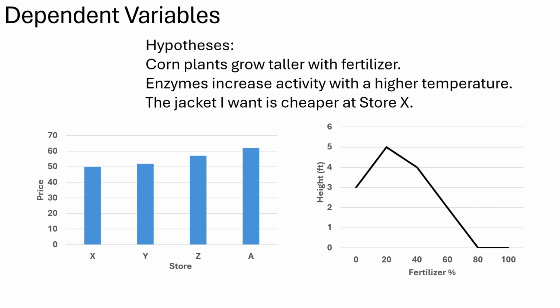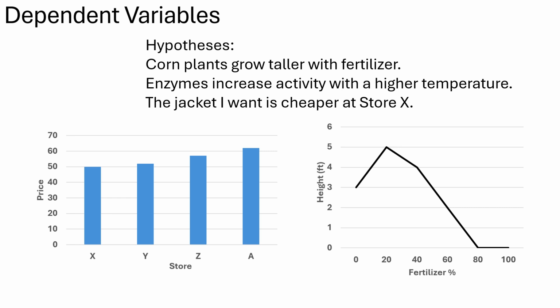I'll let you think about the enzymes, we'll do that one later. But what is the data you're collecting on the third one? The jacket I want is cheaper at store X. Hmm, price. Yes, this is what will indicate which jacket is cheaper, the price.